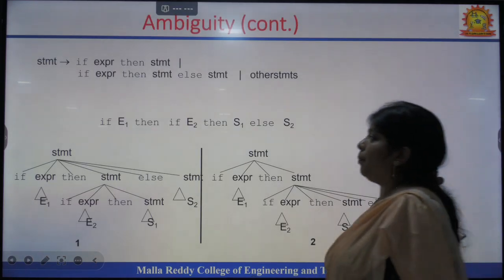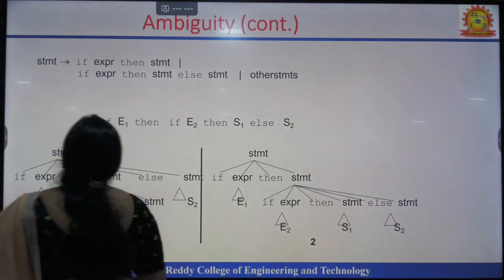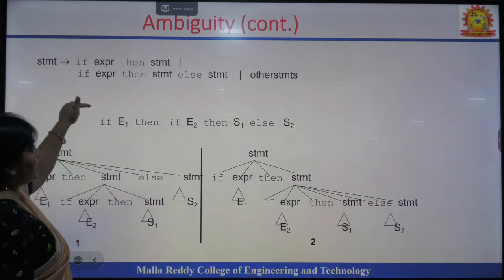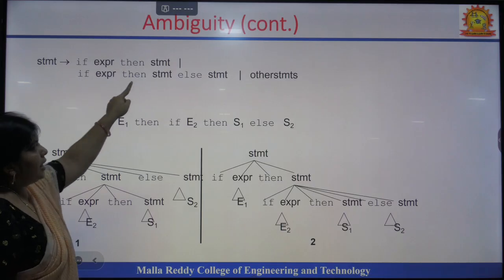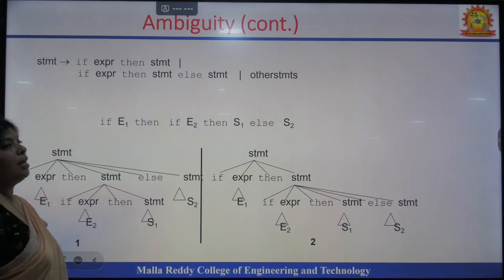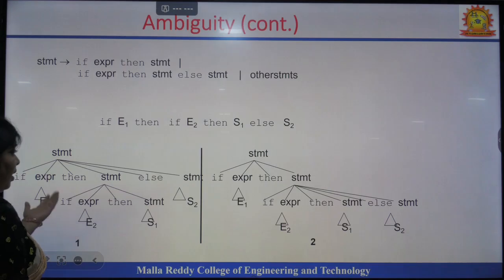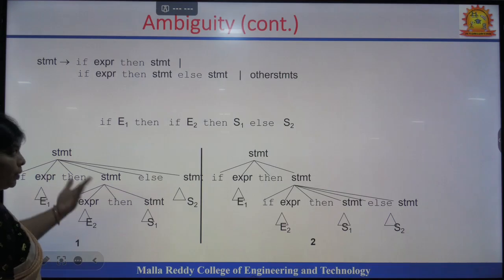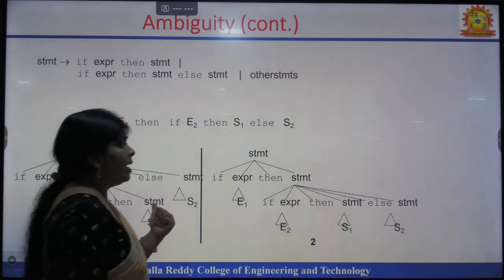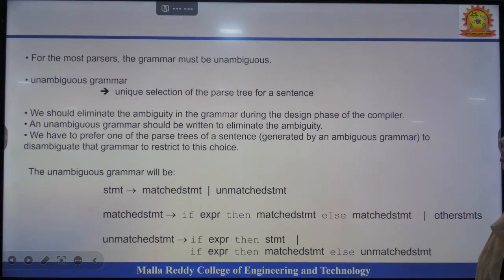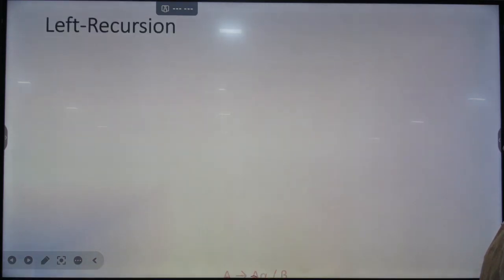So we'll take one example. What is ambiguity? Suppose a statement contains if expression then statement, or the same statement may have if expression then statement else statement. That means a statement may be a simple if statement or an if-else statement. In that case we may be able to generate multiple parse trees, which gives some confusion. To avoid that, we have two techniques.